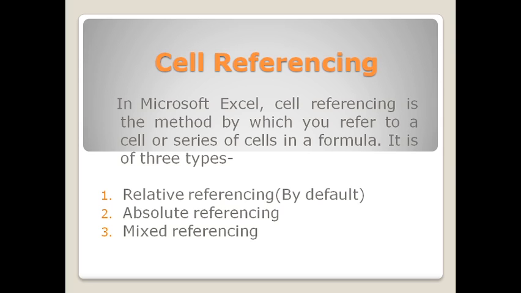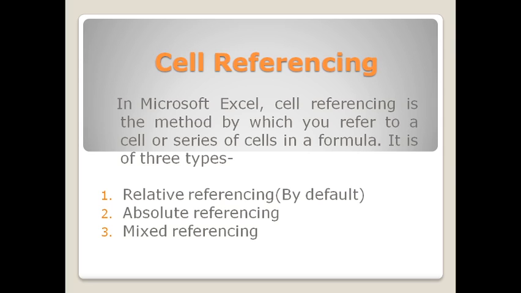Then cell referencing. Now this term cell referencing is basically used whenever we enter any formula in a cell, and how we are using the cell address in the formula. Based on that, the cell referencing is divided into 3 types, that is relative, absolute, and mixed. So in MS Excel, cell referencing is the method by which you refer to a cell or series of cells in a formula. 3 types. By default it is relative referencing, means if you have not set any option and you are using a formula, then the default referencing is relative, where the cell address is not fixed.